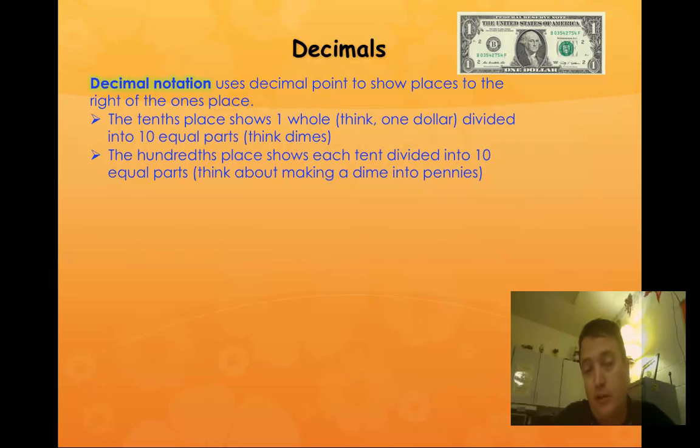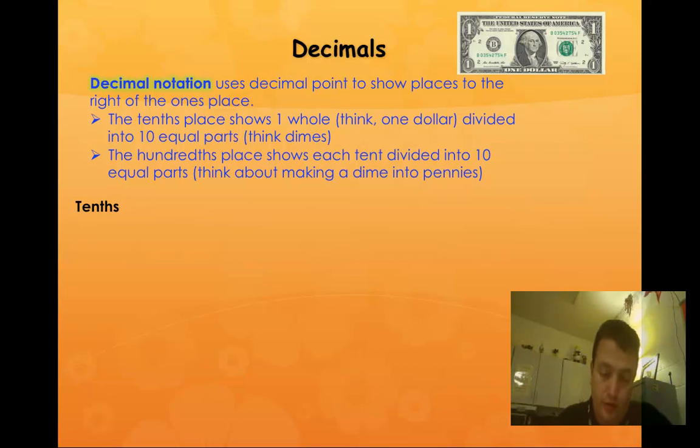I suppose you could divide a tenth into equal parts, but I don't know if you could put it back together. So thinking about making a dime into pennies, if it takes 10 dimes, it takes 100 pennies. But that hundredths place is going to show the individual dime divided into 1 penny each.